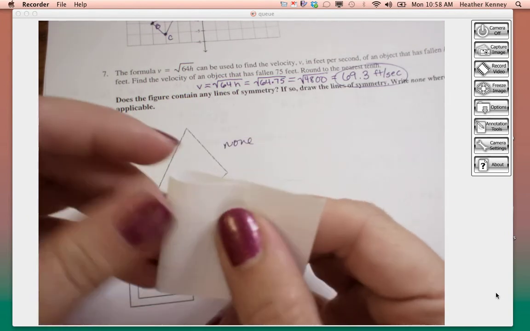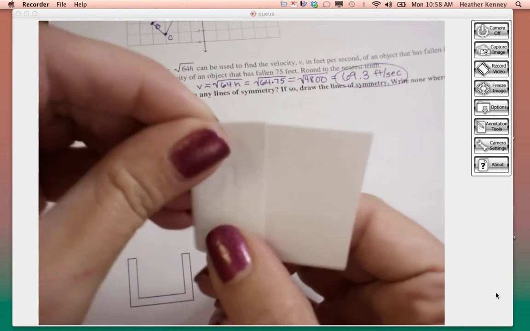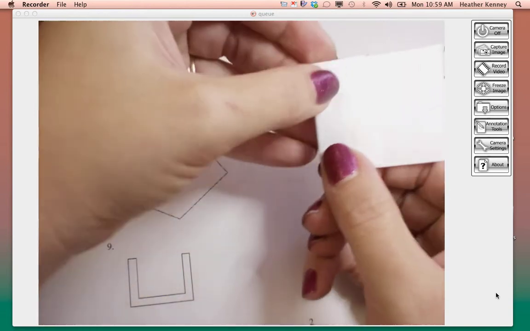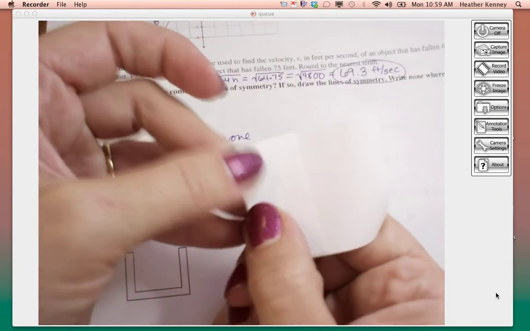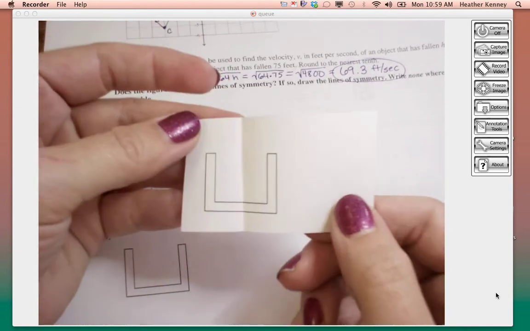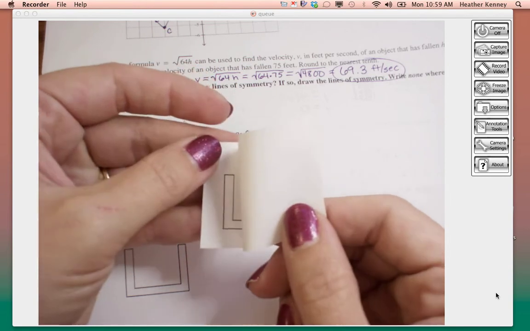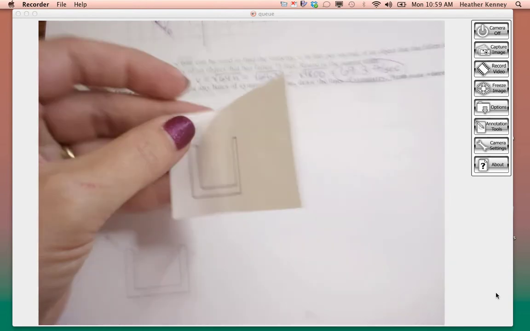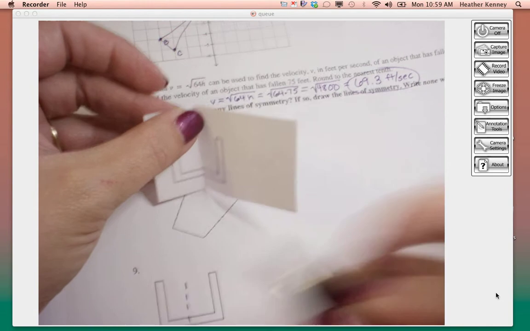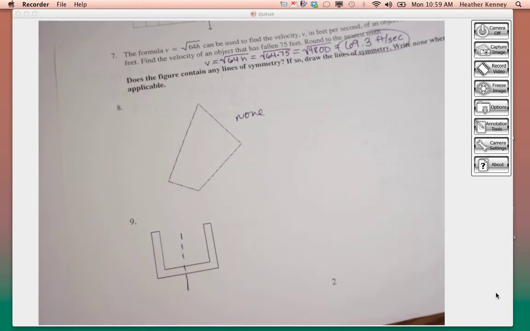The other shape, if we were to fold it in half this way, we could fold it exactly on top of itself. If you look through the paper, let me hold it up in the light maybe. No, it's hard to see. And when we unfold it, we have two exactly the same halves. They line up exactly onto each other. So our line of symmetry for this one would have been right through here, and that was the only line of symmetry.